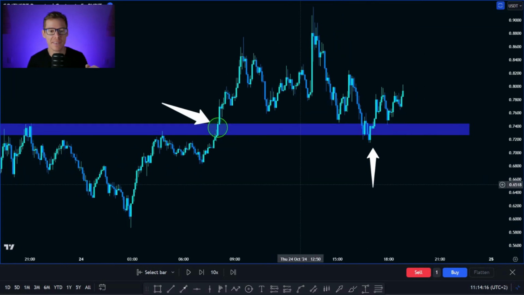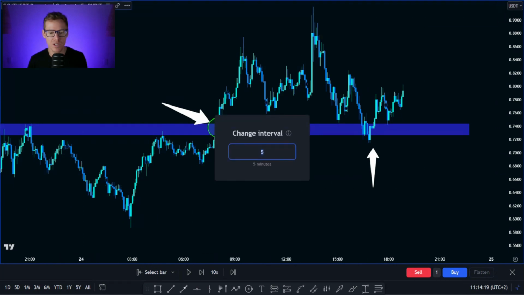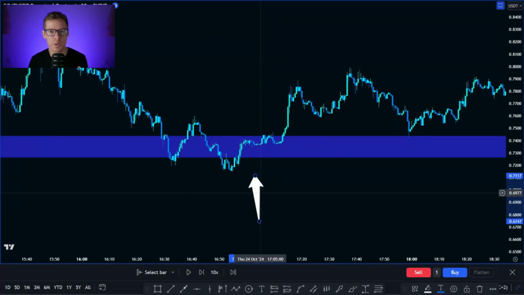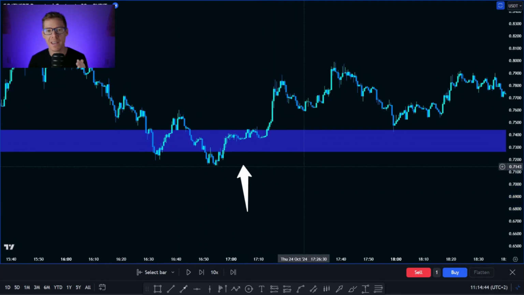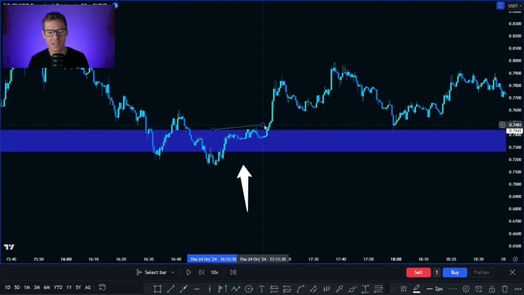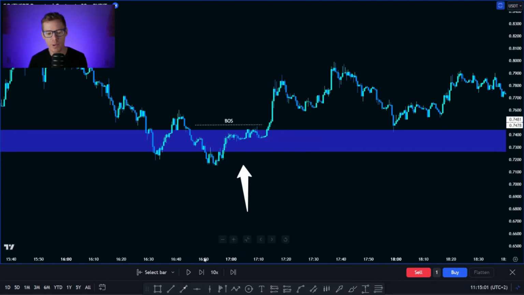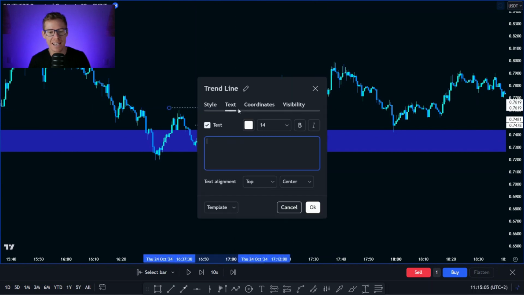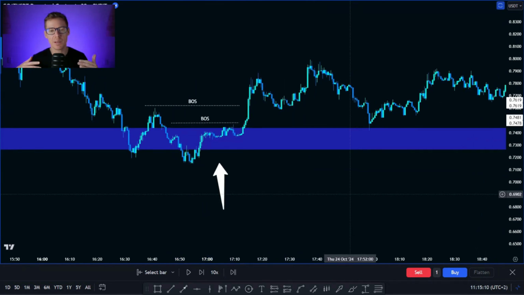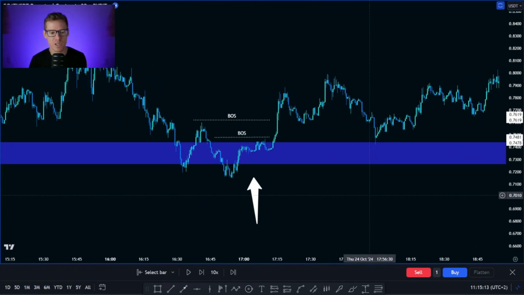Once we marked out that key level, then we can zoom in onto a lower time frame. This was the precise location where I got interested. Price came back down to this zone, and then I was waiting for a market structure shift. So I was waiting for a break in structure. So you can see when we get breaks of structure occurring, or even multiple breaks of structure occurring, this is letting us know that there's a market structure shift taking place.